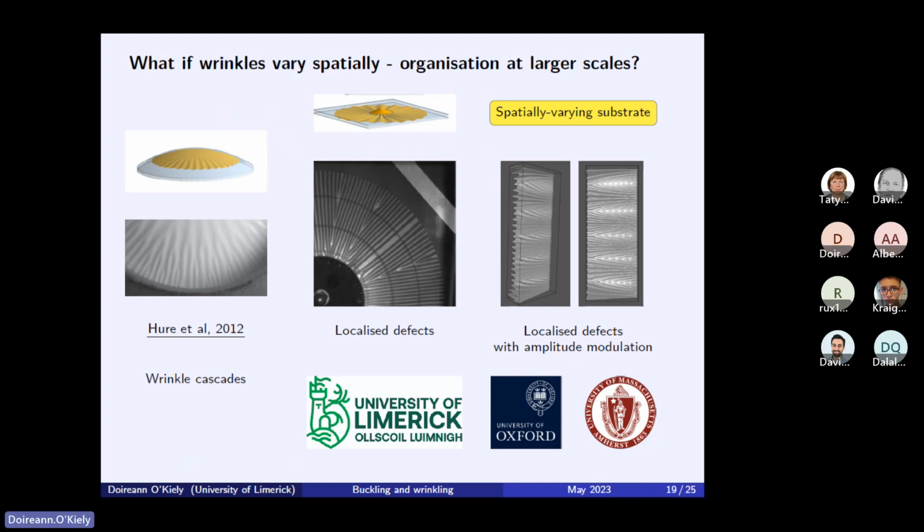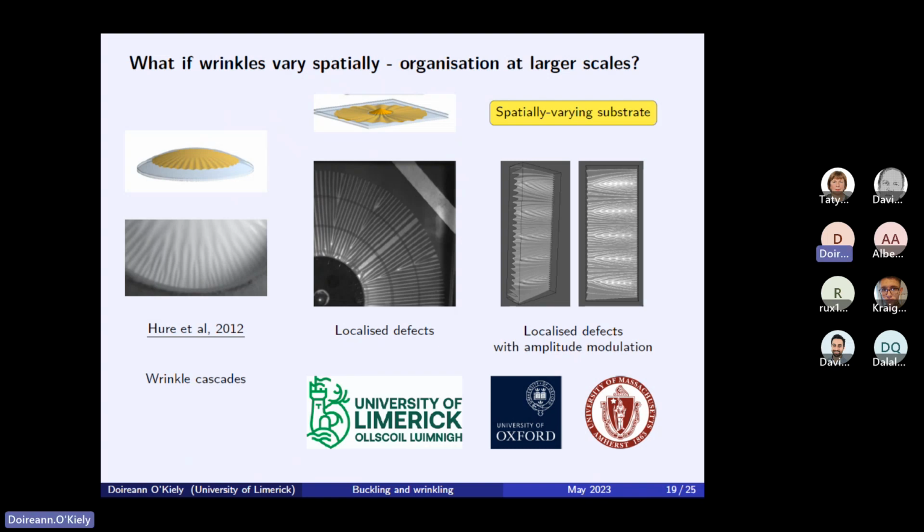Question of varying spatially really matters, because if you have something that has a fixed wavelength but is circular, then you need more wrinkles at the edge than in the middle. And so you need to have some branching. But also, if you have something where you have a substrate and the substrate stiffness is varying, then the preferred wavelength is going to vary in space.